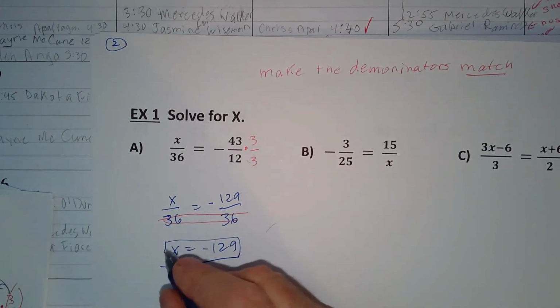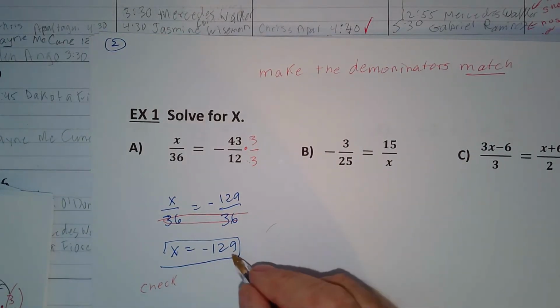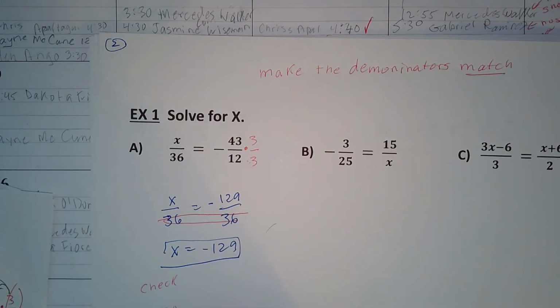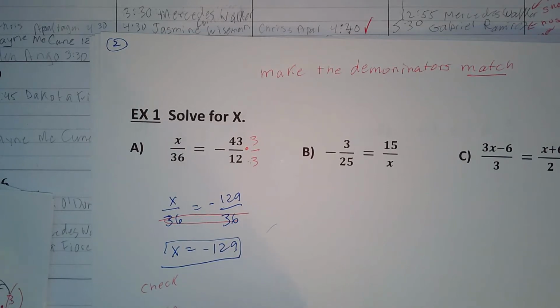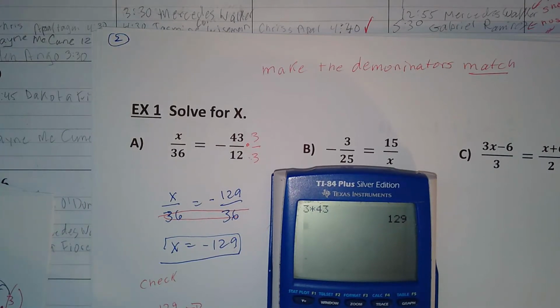Okay? So, you can check it. Put the value of x back into your original equation. Negative 129 over 36 is going to simplify into some decimal. Let's find out what it is using our calculator. Negative 129 divided by 36 equals negative 3.583333. So it's a continuing decimal.